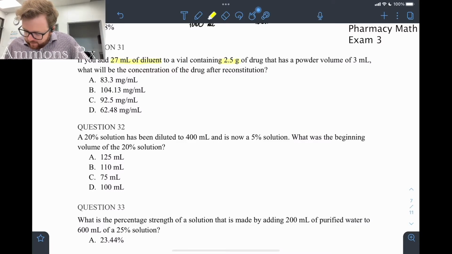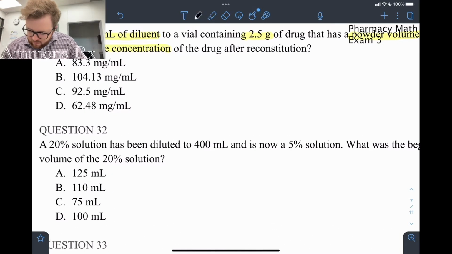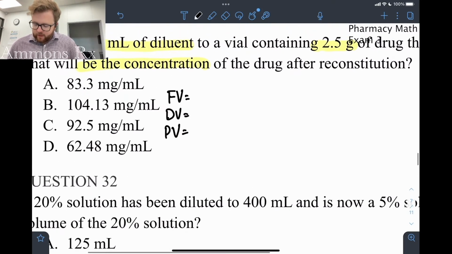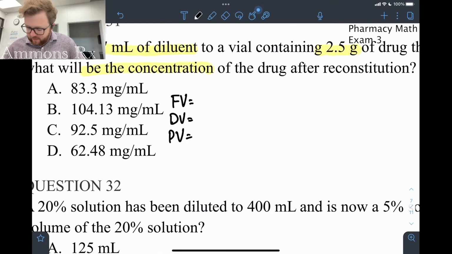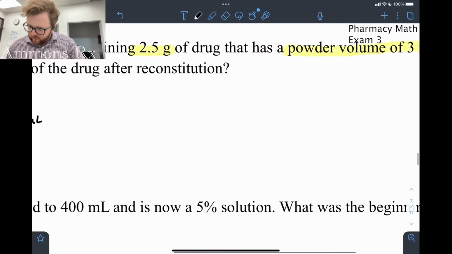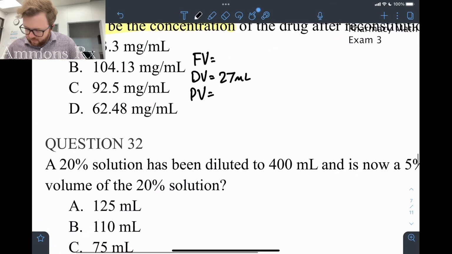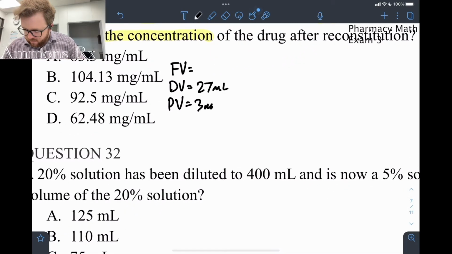So we have 27 mils of diluent. A vial contains 2.5 grams, powder volume of 3 mils. What is the concentration? FV, DV, and PV. Do we have any of those outright? We have our 27 outright. We have PV outright. So PV and DV makes FV.